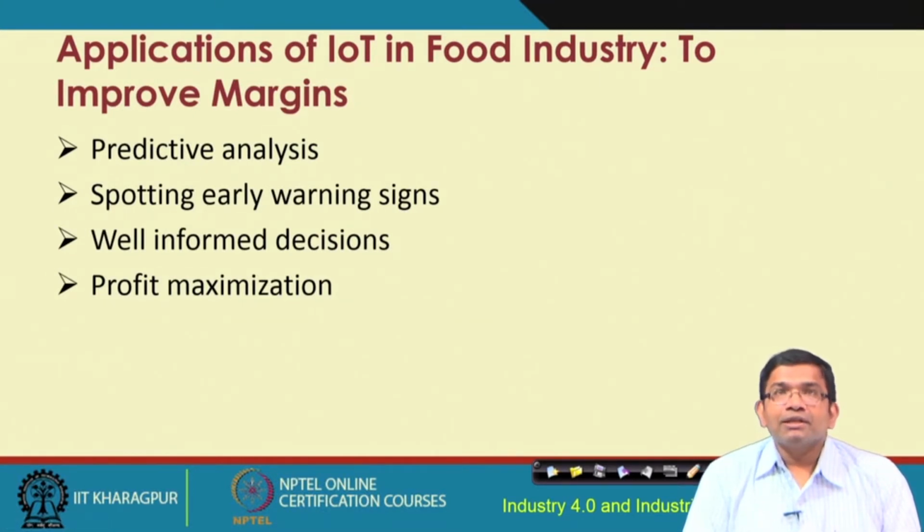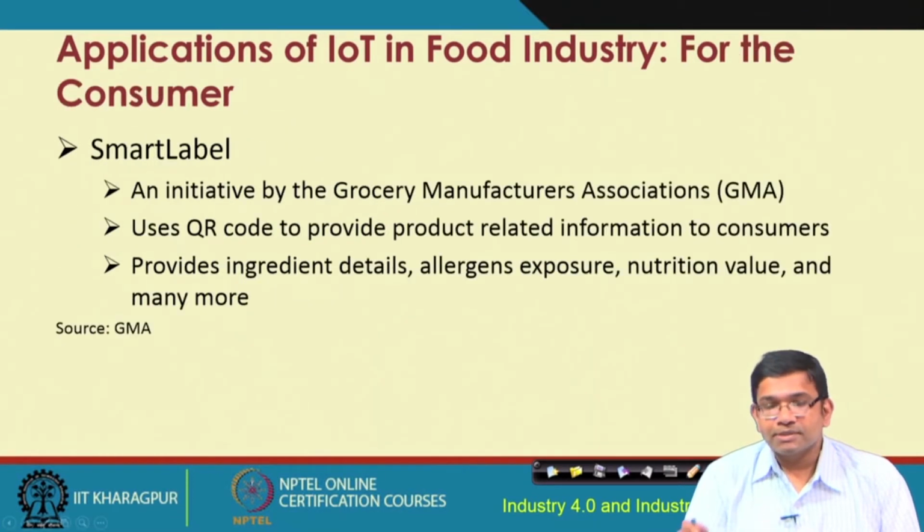IoT implementation in the food industry can improve the margins through predictive analytics, spotting early warning signs, making well-informed decisions and maximizing profits. For the consumer, there are different initiatives.